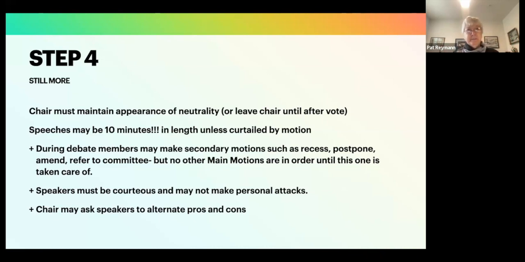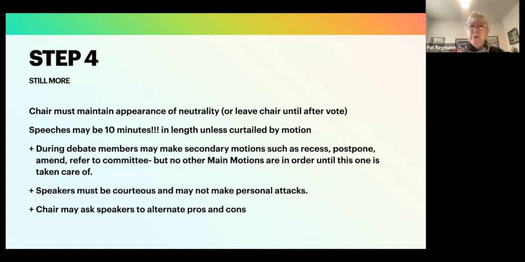Now, people love this one. Speeches in Robert are allowed to be 10 minutes long. Now, that's a really long time. But it can be curtailed by a motion, and we'll talk about some of those motions next time. But hopefully you will not have to deal with a meeting in which people speak 10 minutes each time they speak, because that's too long.